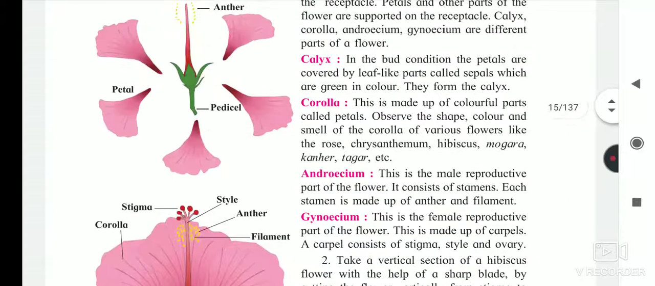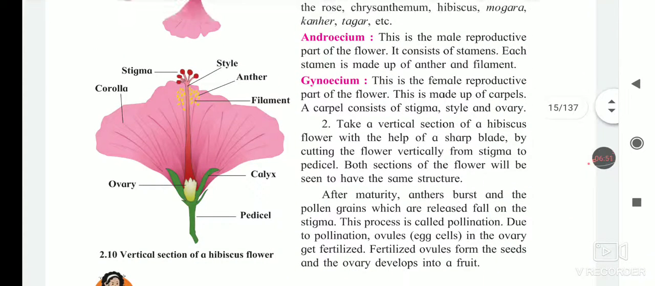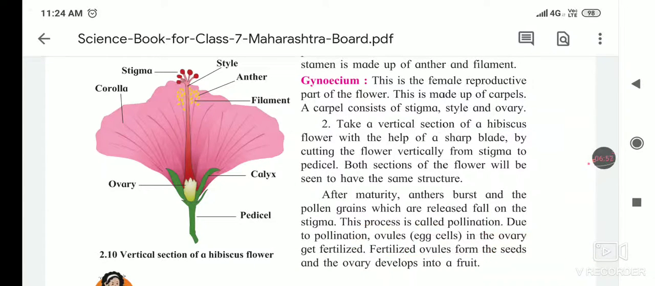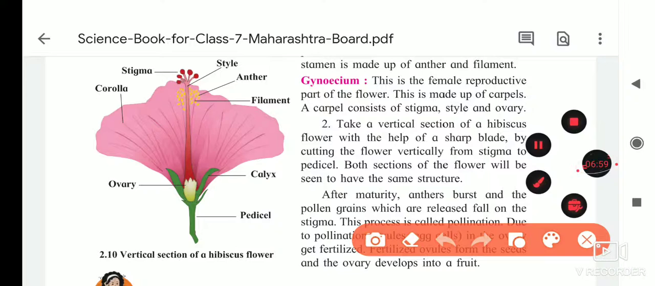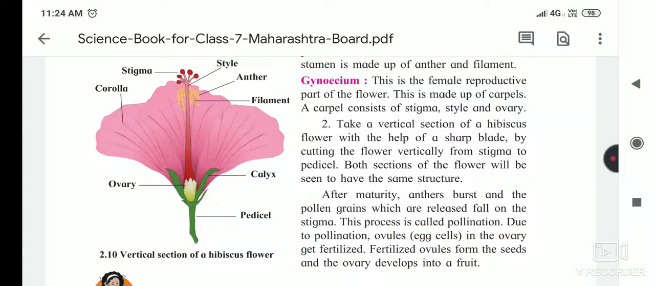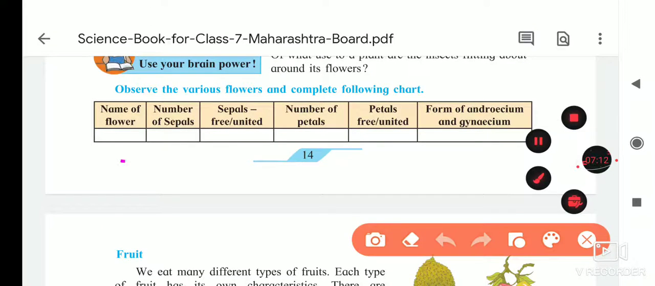If you see here, how many petals does it have? 1, 2, 3, 4, and this is 5. Then here the sepals are also 5. In the picture only 2 are visible, but actually how many are there? 5. Then the style, and how many stigmas? 1, 2, 3, 4, 5 stigmas are there. The number of anthers is more, and we can see the anthers and the stigma in the picture. So you have to complete this information. Take other flowers which you see and write their information in this chart.